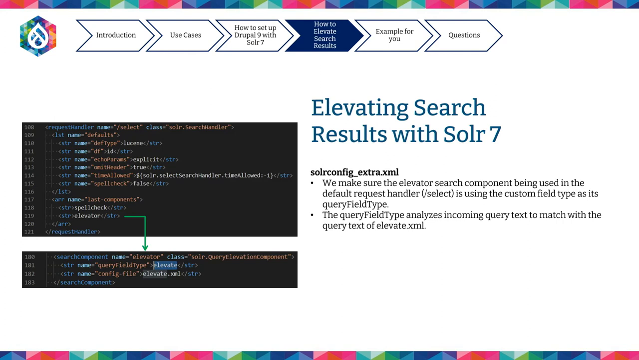The queryFieldType is just how you alter how the incoming query text matches the elevate. By default it's string. So on line 181, where it says elevate, typically by default when you generate a Solr config set, it'll be just string, and string doesn't do it. So we want to make sure that on line 181 we use the custom field type that properly filters out the query text coming in from Drupal so that it matches elevate.xml. And that's the most important part in solrconfig_extra in terms of my feature.